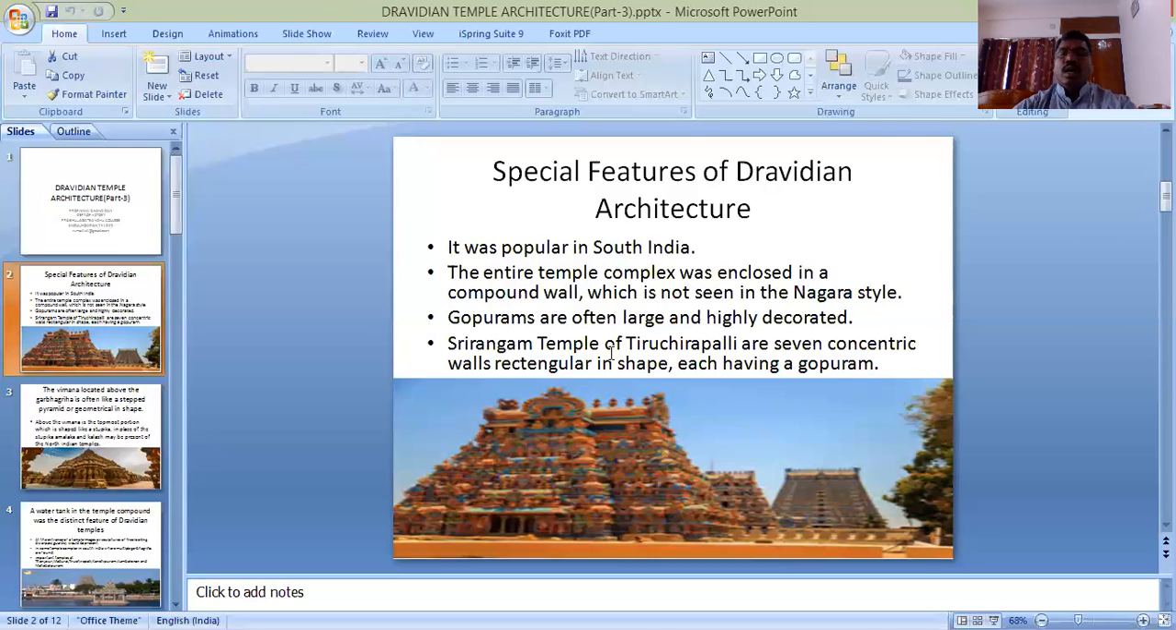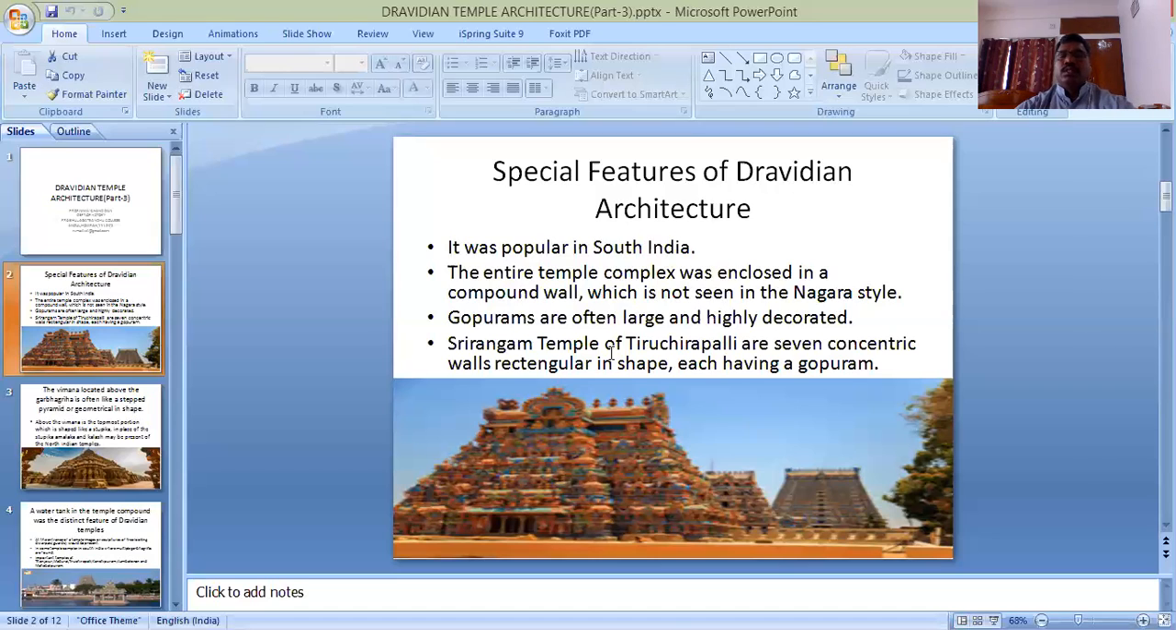And gopurams are often large and highly decorated. Gopuram means the entrance of the temple or gateway of the temple. But in the Nagara style, there were no gopurams, but in the Dravidian style or South Indian temple style, there was a gopuram in front of the temple, the gateway of the temple.